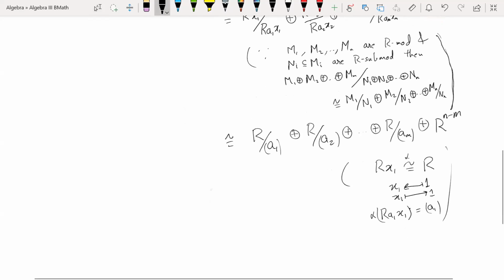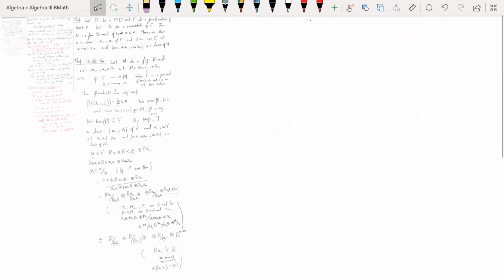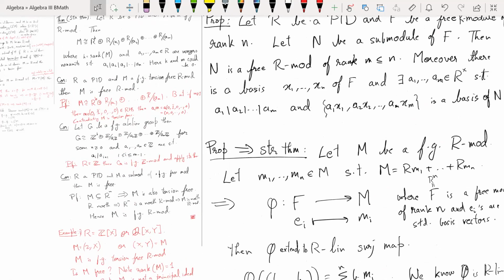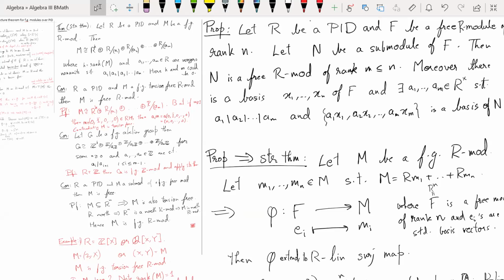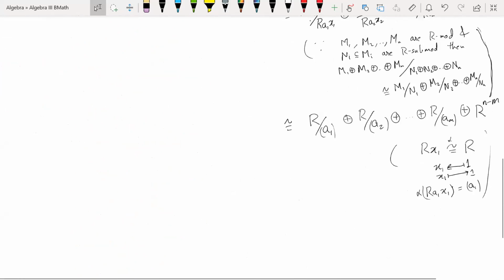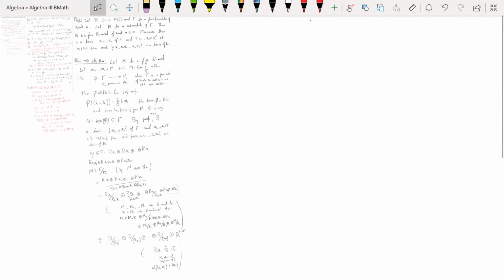So we are almost in the statement of the structure theorem. The only thing missing is that A1 to AM are non-zero, but some of these A1 to AM could be units. In the structure theorem, we want A1 to AM to be non-units as well. But that is easy to achieve once you have this. So maybe I write it here.